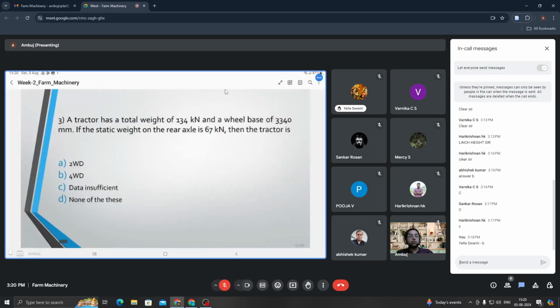Now we will solve this particular numerical question. First you try, then I'll tell you the correct approach as well as the correct answer. A tractor has a total weight of 134 kilonewton and a wheelbase of 3340 millimeters. If the static weight on the rear axle is 67 kilonewton, then the tractor is two-wheel drive, four-wheel drive, data insufficient, or none of these.